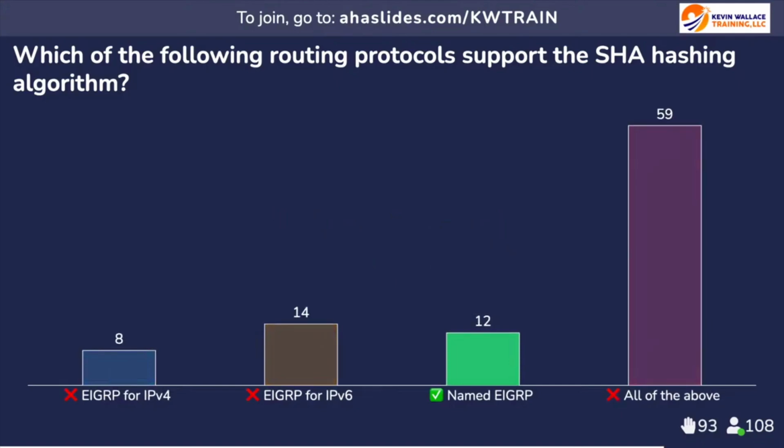All right, our time is up. And the correct answer is named EIGRP. So named EIGRP supports both MD5 and SHA hashing algorithms. EIGRP for IPv4 and IPv6 only support the older MD5 hashing algorithm. So a little bit tricky there.